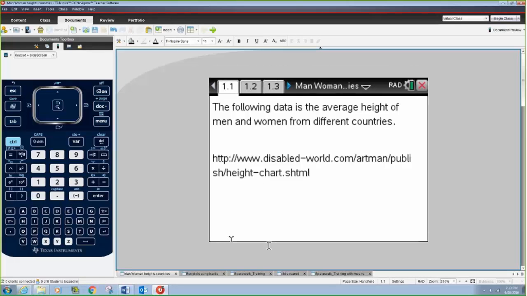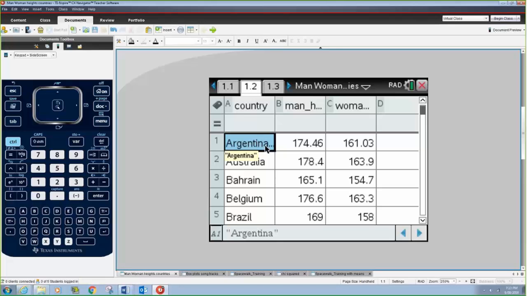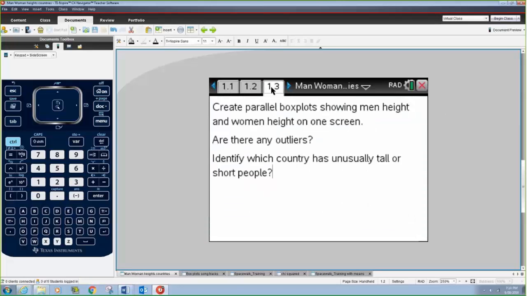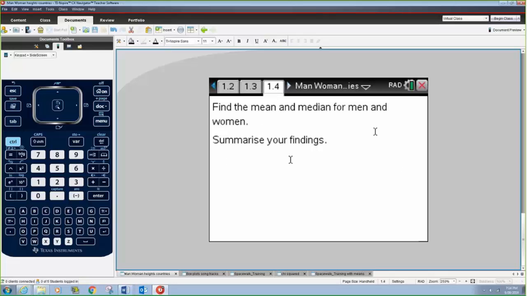I close this one. The third one is the data showing the heights of men and women in different countries. This one will allow us to create two parallel box plots. So it says create parallel box plots showing men height and women height, add and outliers, identify which country has unusually tall or short people, and so on, find the mean, median, and summarize your findings.